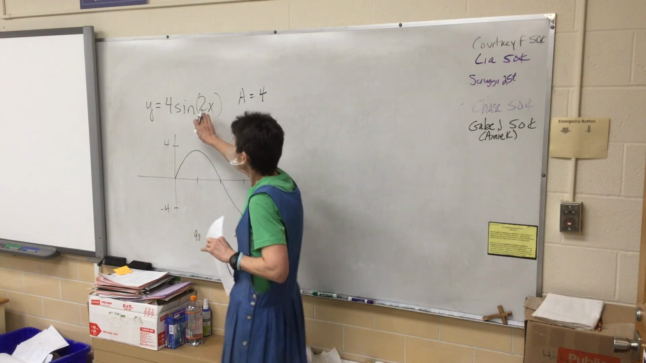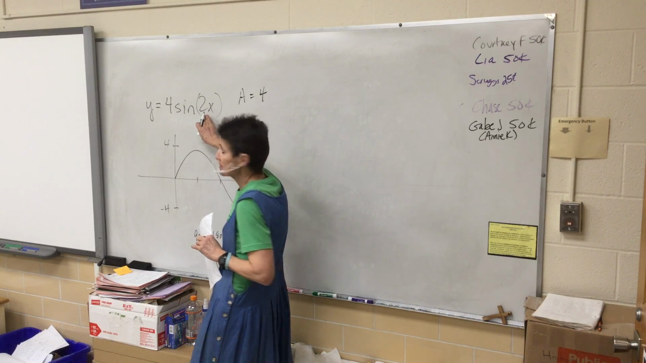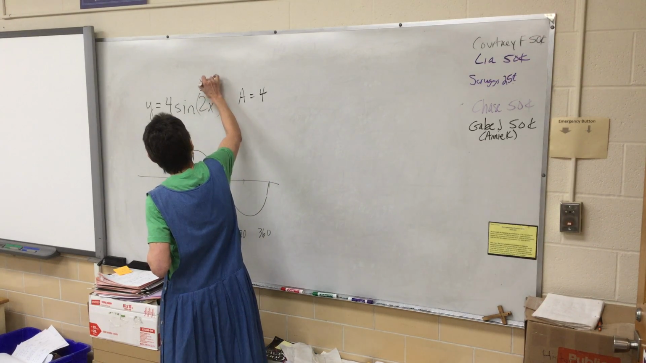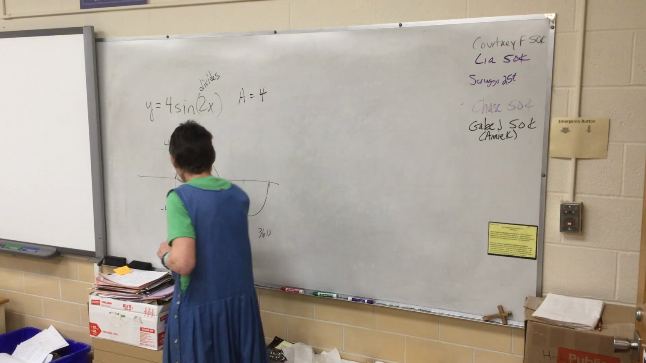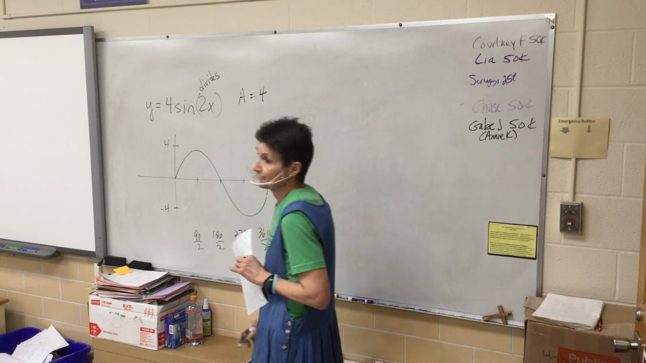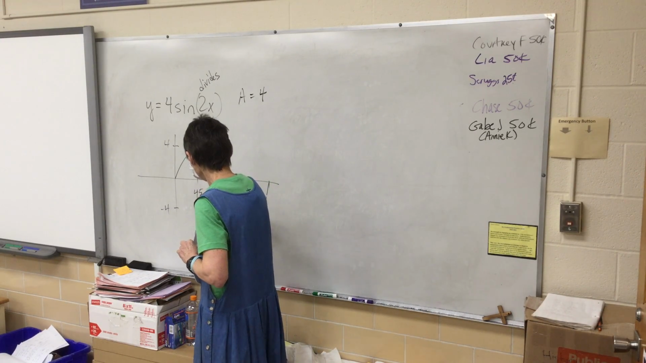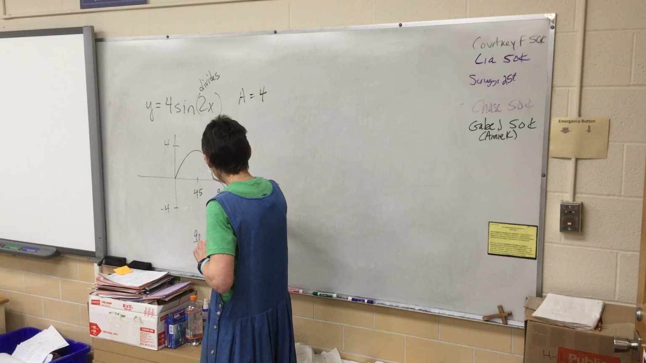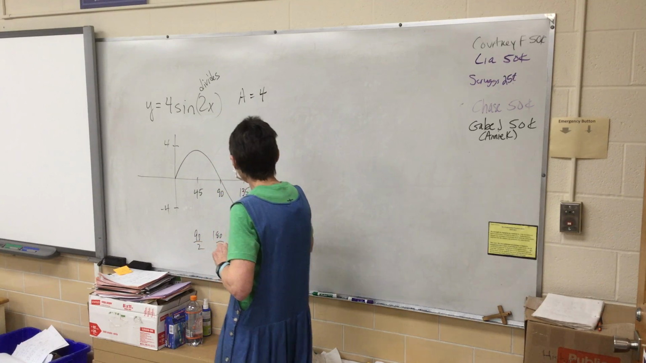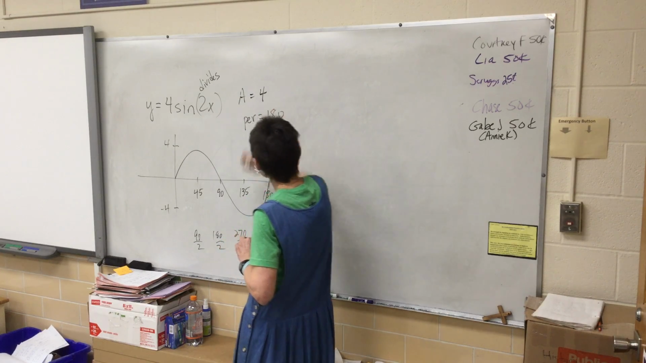But this guy right here divides. That divides those horizontal labels. So all these are getting divided by 2. So the real labels are 45, 90, 135, and 180, which makes your period, if you had to list that, 180.